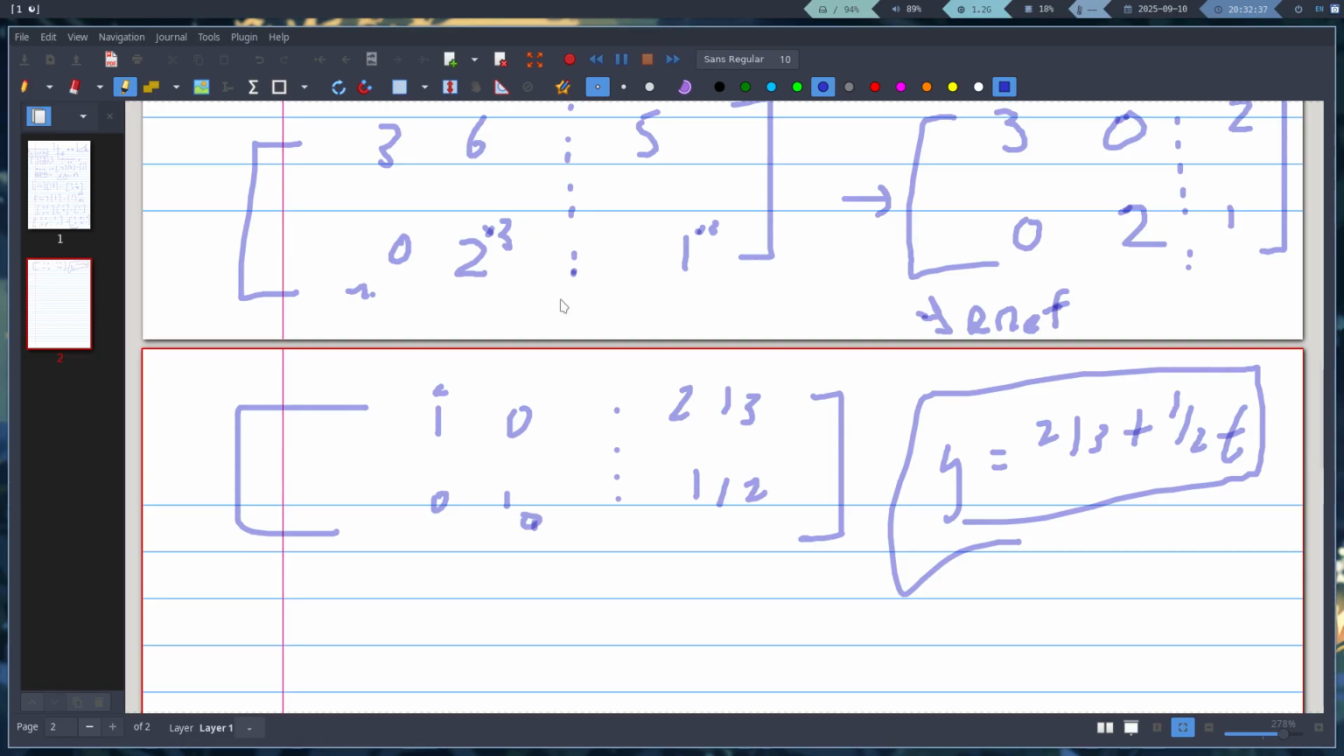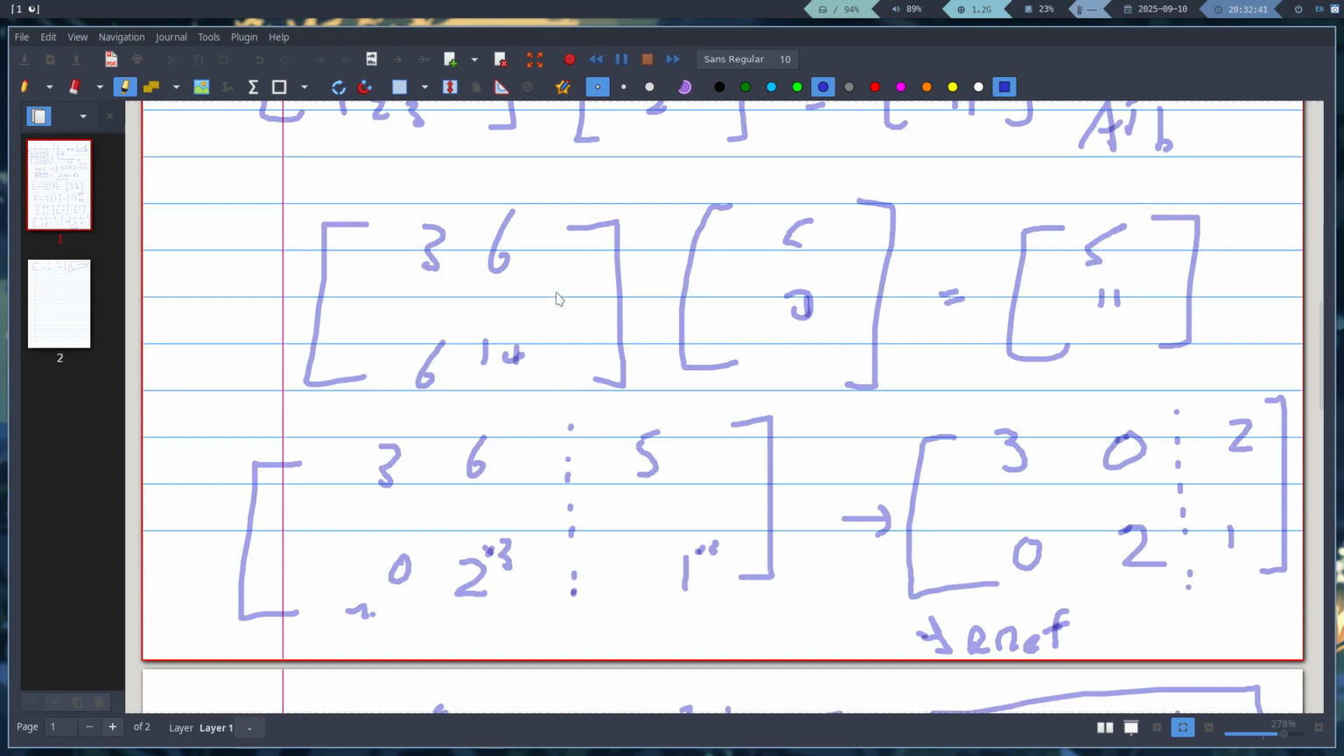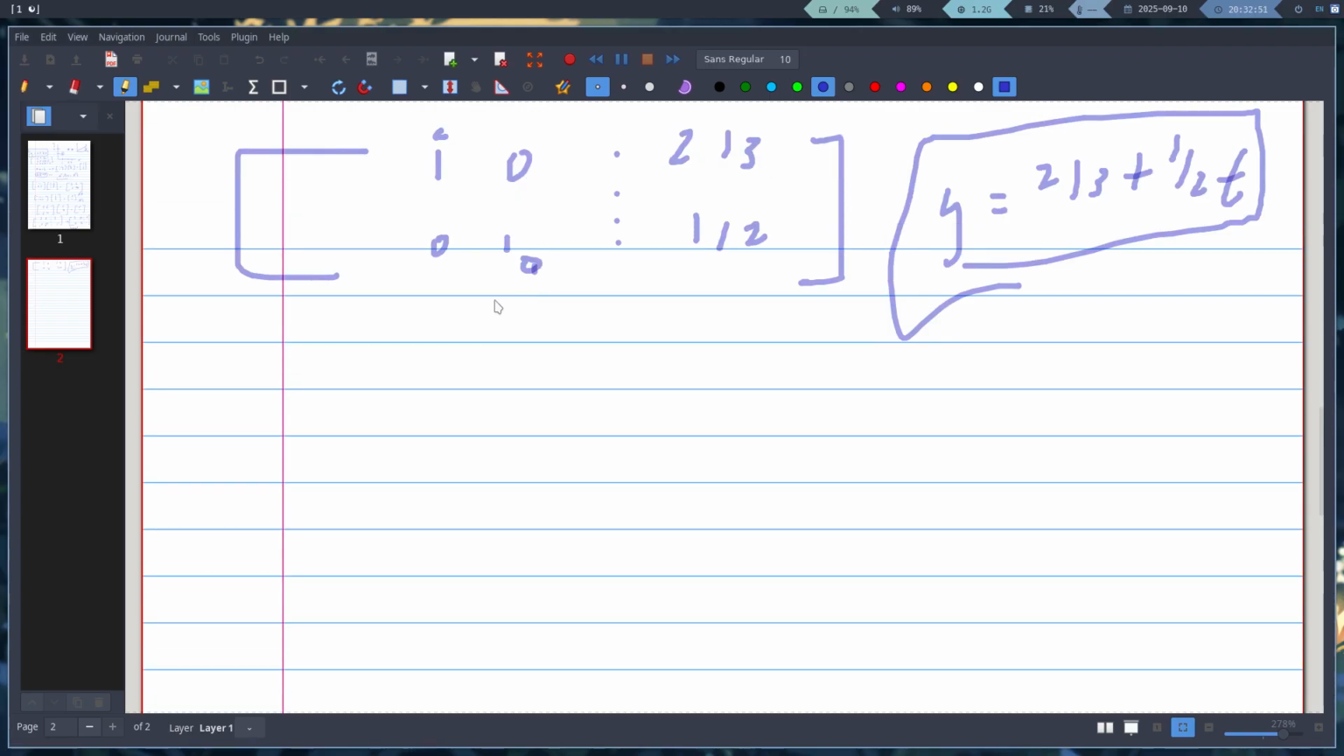Okay, so this was the numerical example for the projection chapter, and I think the next thing we're supposed to do is a numerical example for Gram-Schmidt, which I didn't do again because I was just like, okay, it's so simple, right?